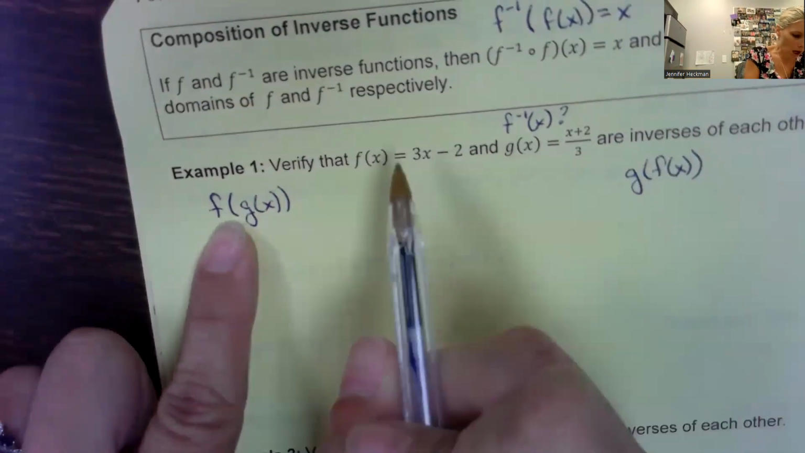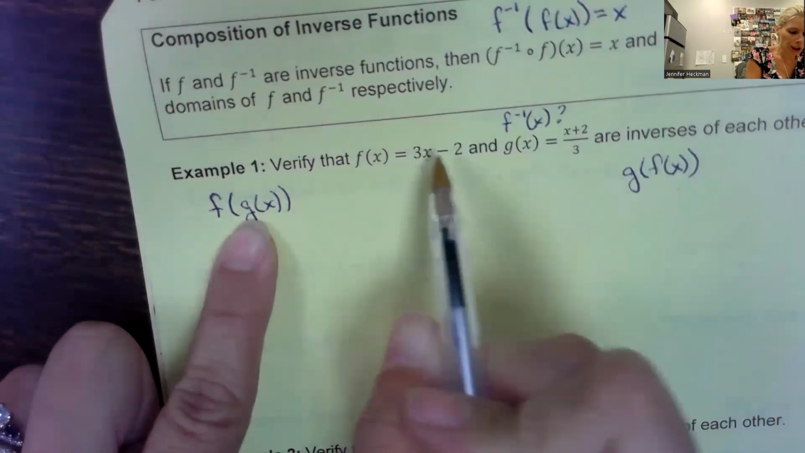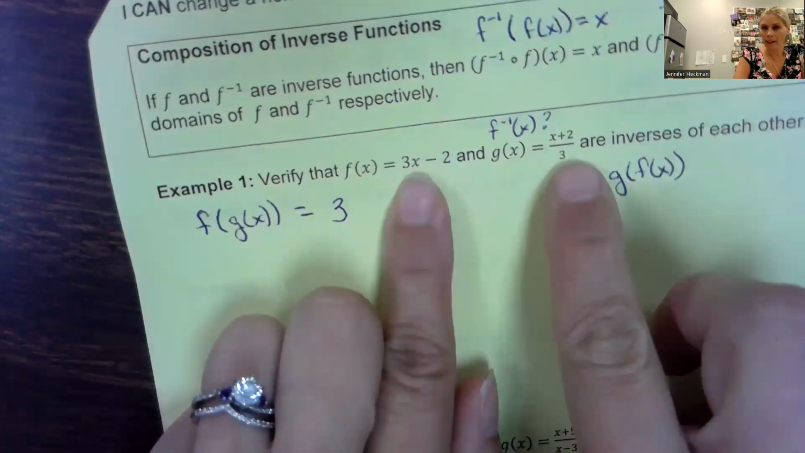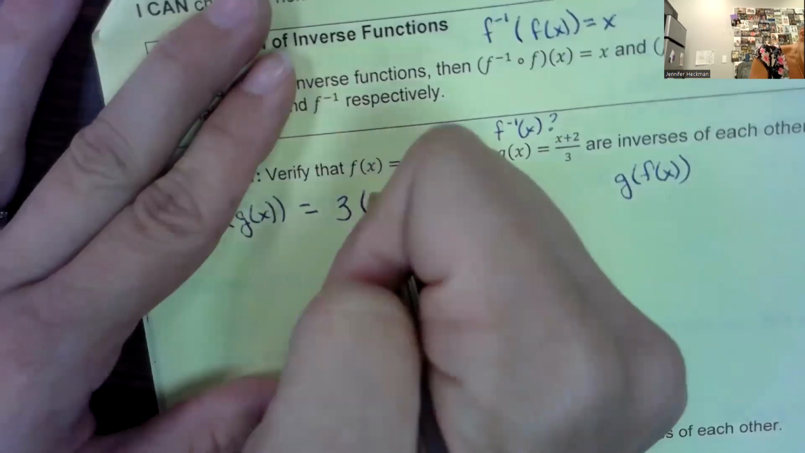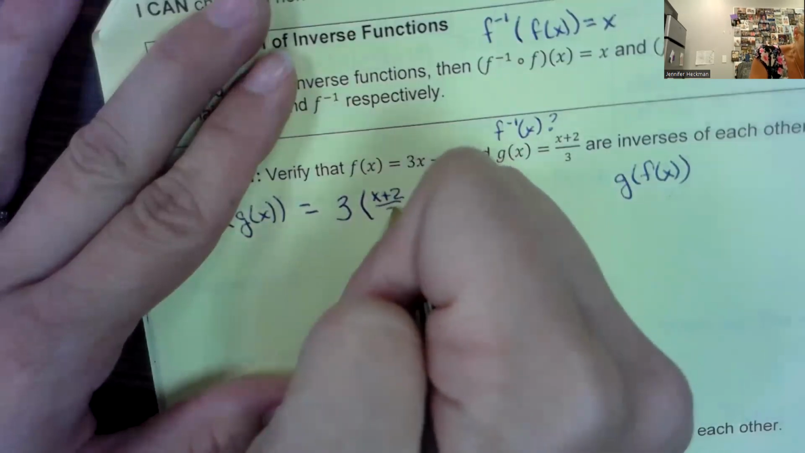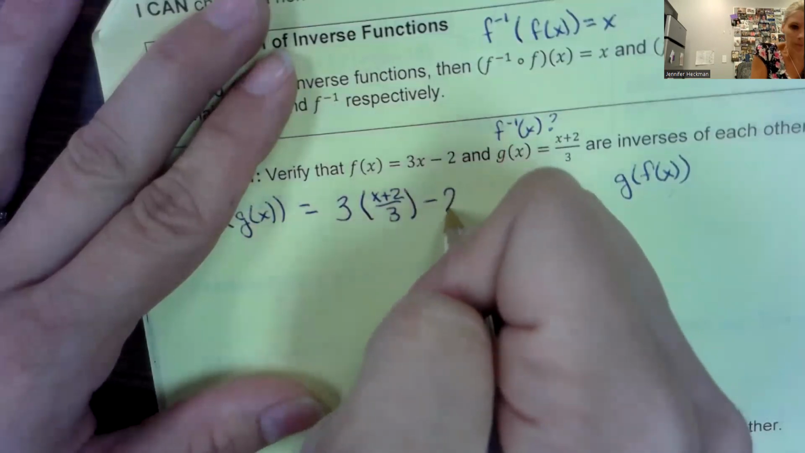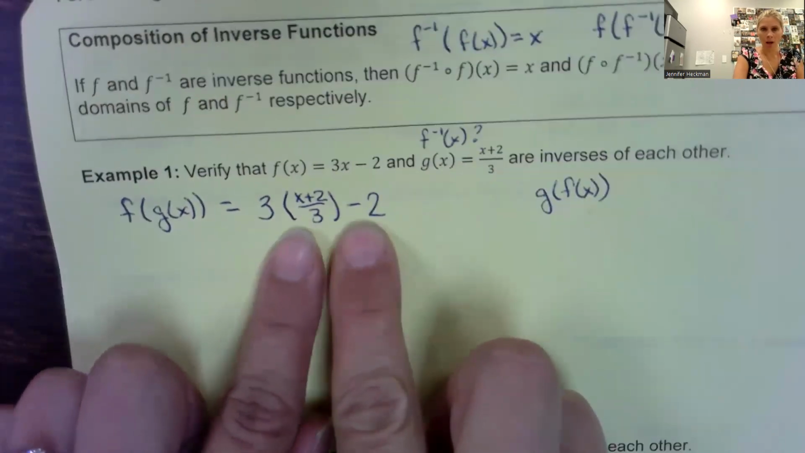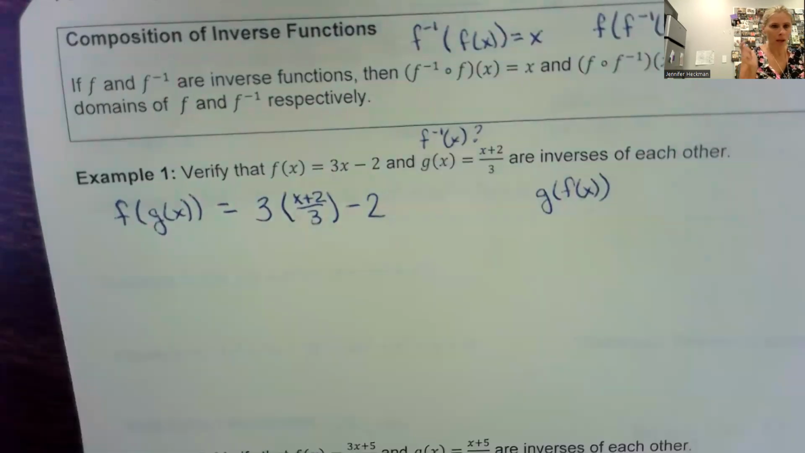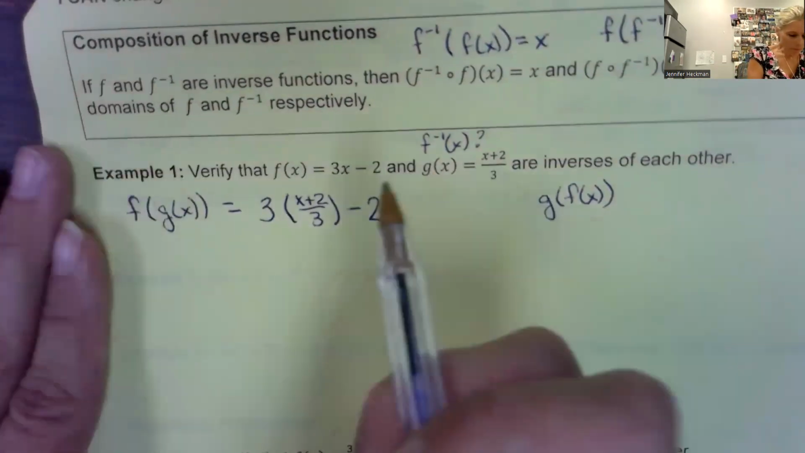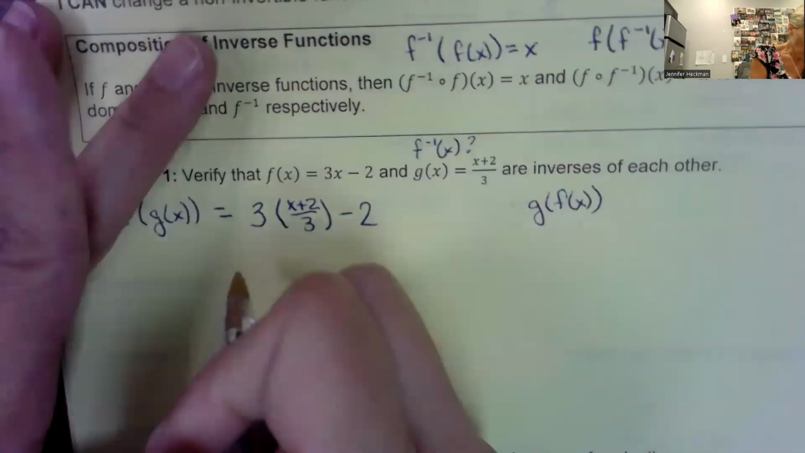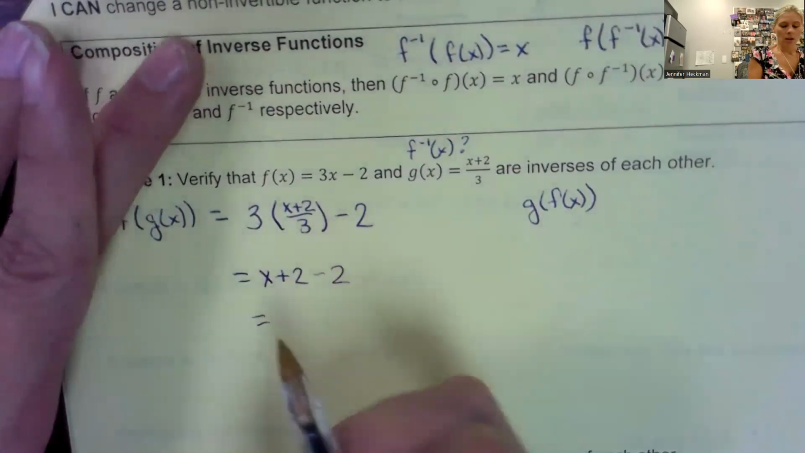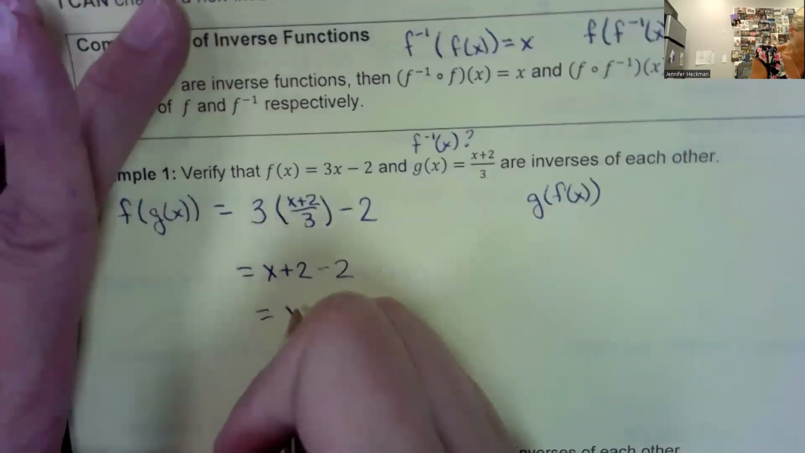Okay, so I'm going to start with f of x and I'm putting in g. So this means I'm going to have 3. Now, instead of x, I'm putting in the g function, right? So that's going to be x plus 2 all over 3. And then continue, you get minus 2. So see how this works right here? This is the f of x function, but instead of x, I have the g function. Now, what can we do? Well, 3 divided by 3 is 1, leaving x plus 2 minus 2. Well, 2 minus 2 is 0, so leaving x.